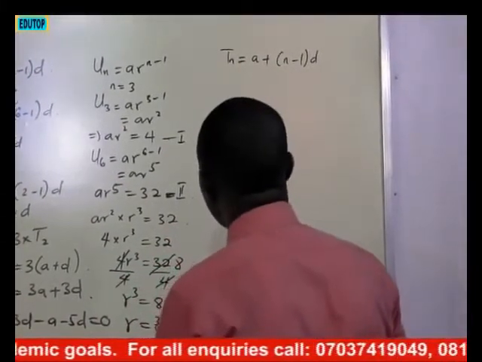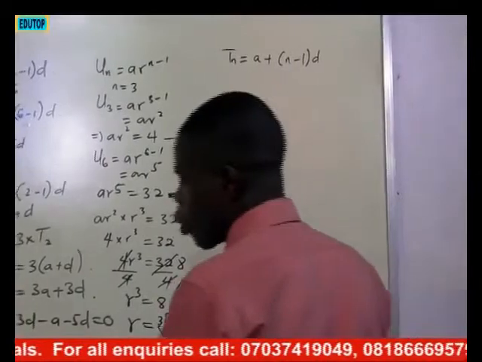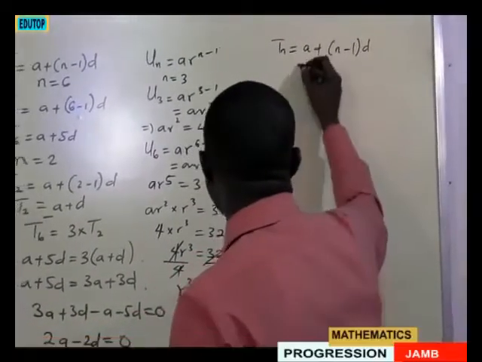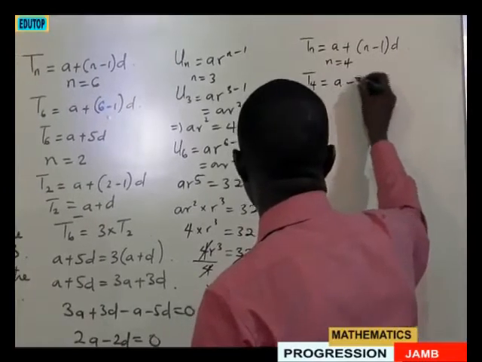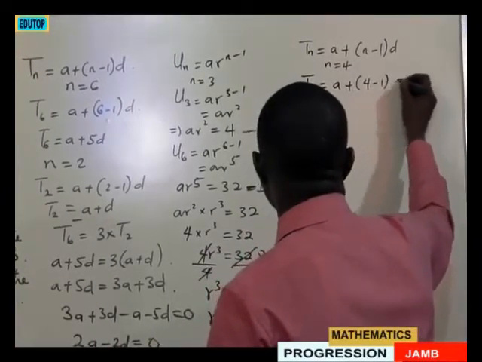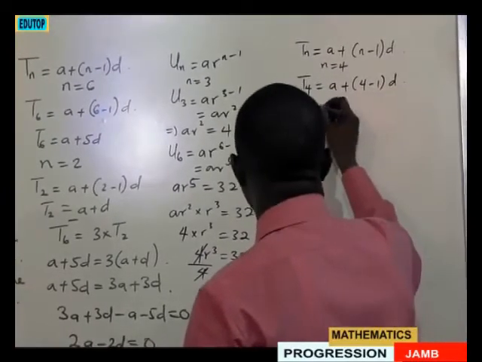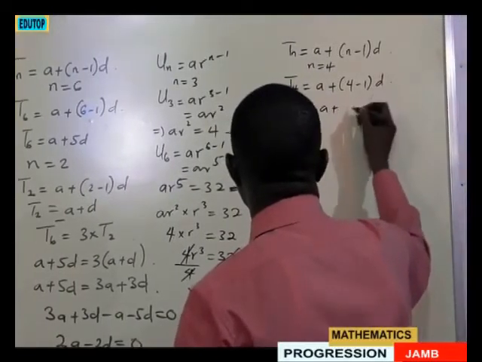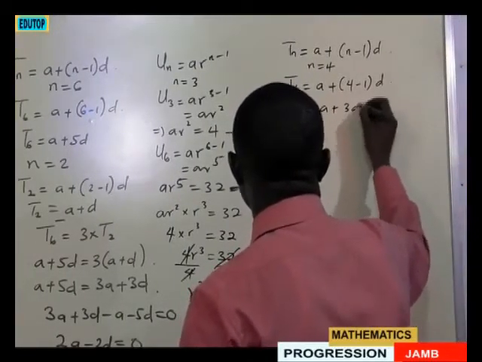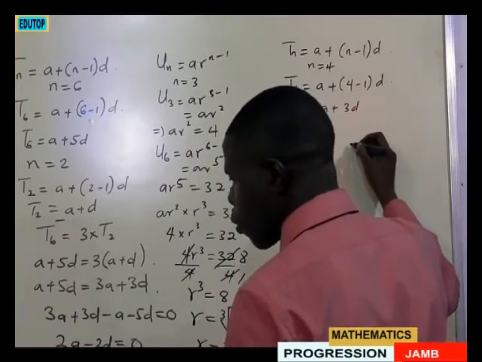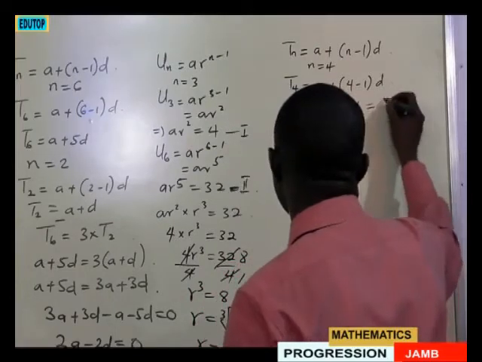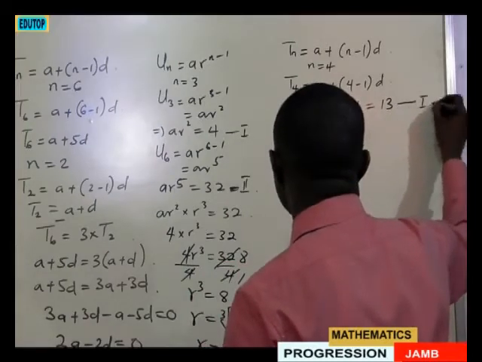If you are talking about the fourth term, that is when n equals 4. Then we have T4 equals A plus 4 minus 1 D. So T4 equals A plus 3D, since 4 minus 1 is 3. I have this as my fourth term. Is the value given in the question? Yes, it is given as 13. Let's call this equation 1.